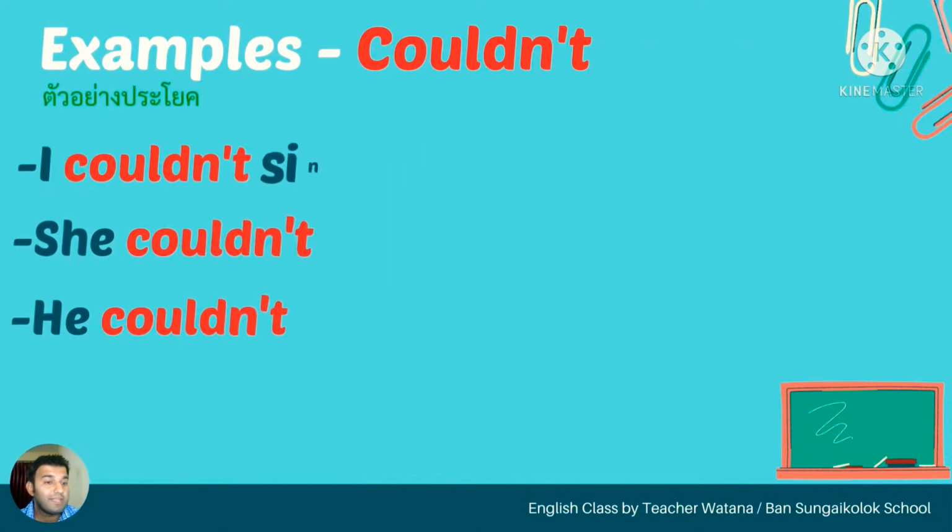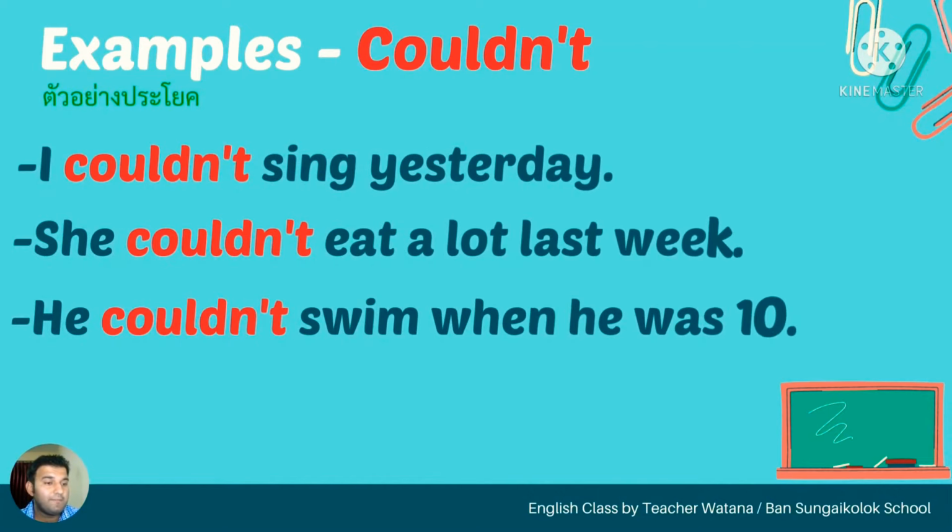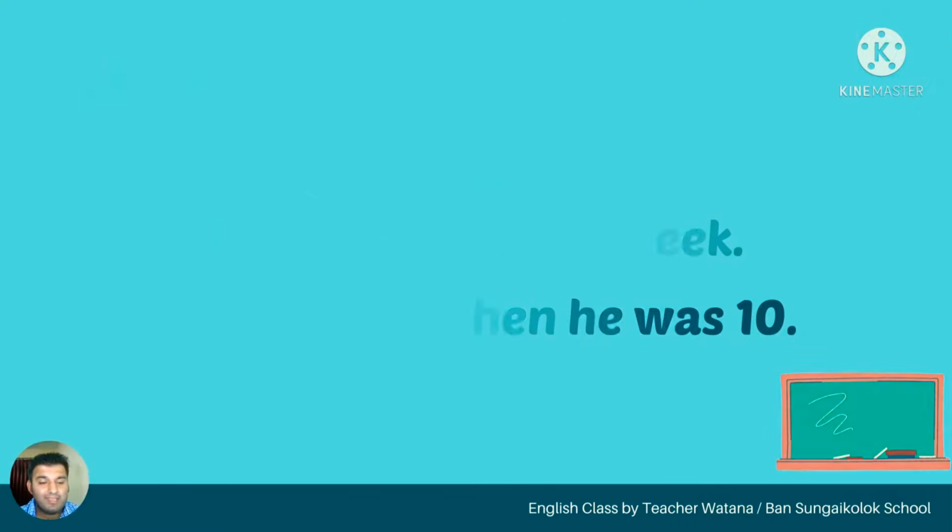Let's take a look at more examples of how to use couldn't. I couldn't sing yesterday. She couldn't eat a lot last week. He couldn't swim when he was 10. All these actions are talking about the past time and have been done. So easy, right? I don't think it's difficult for you. You can learn it easily.